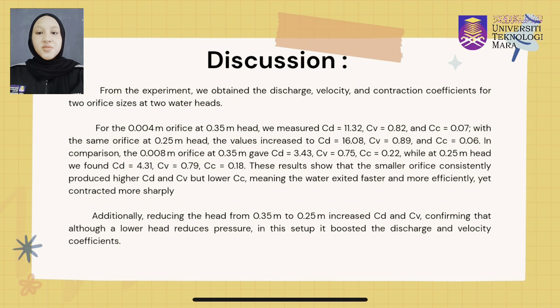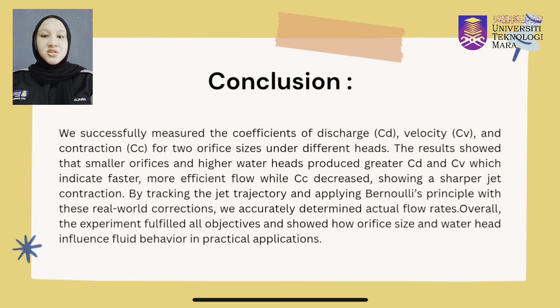Additionally, reducing the head from 0.35 meter to 0.25 meter increased CD and CV, confirming that although a lower head reduces pressure, in this setup it boosts the discharge and velocity coefficient. We successfully measured the coefficient of discharge, velocity, and contraction for two orifice sizes under different heads. The results show that smaller orifice and higher water head produce greater CD and CV, which indicate faster, more efficient flow, while CC decrease, showing a sharper jet contraction.